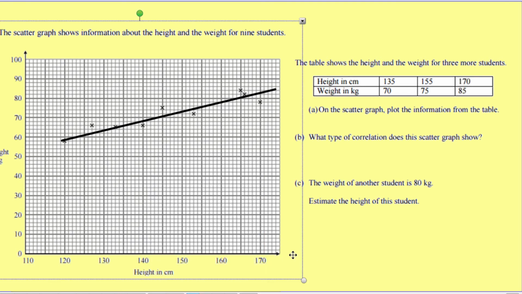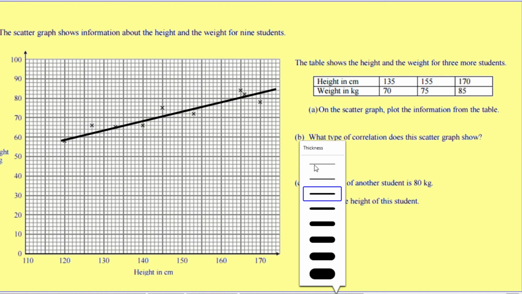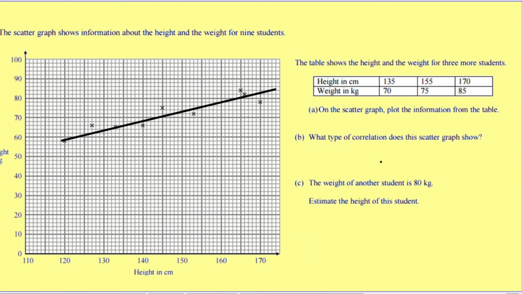So that's my line of best fit. Again, you don't get any marks for it, but it is going to help you later on. So on the scatter graph, and this is a part that people overlook, so be very careful, this part A. The table shows the height and weight of 3 more students. So this is a graph showing height and weight of students. On the scatter graph, plot the information. So make sure you don't ignore this. This is a free mark, really.